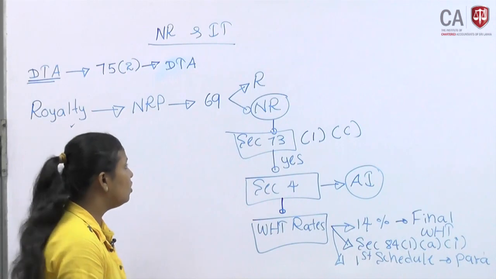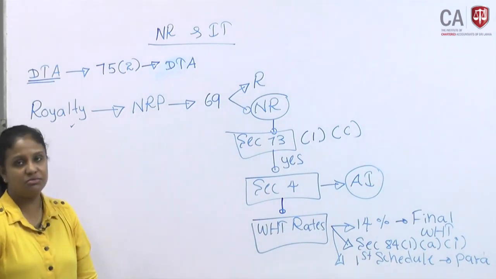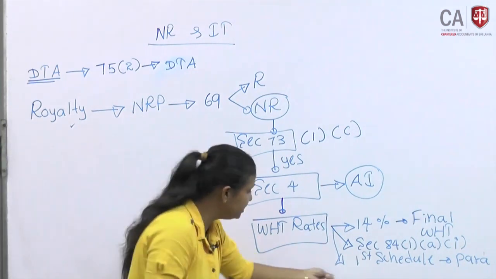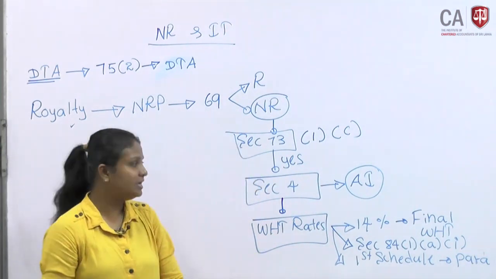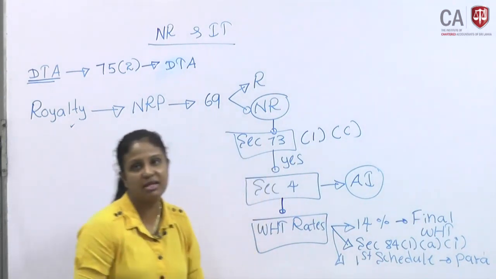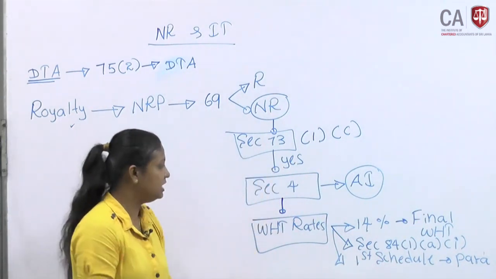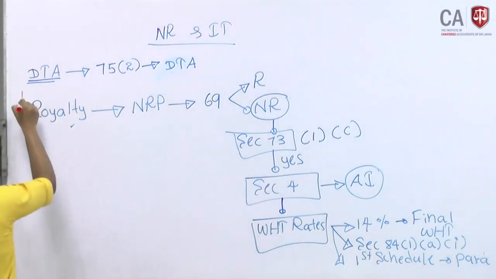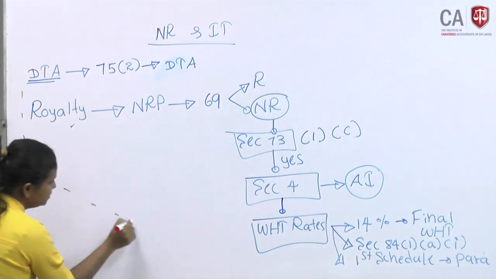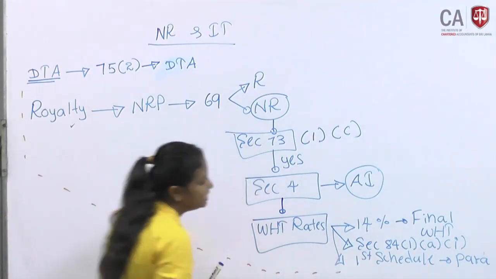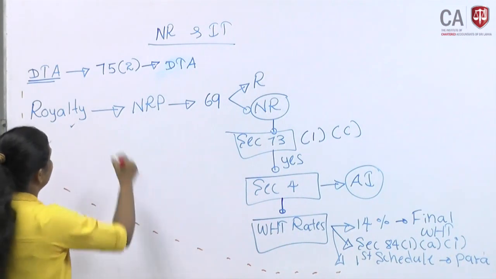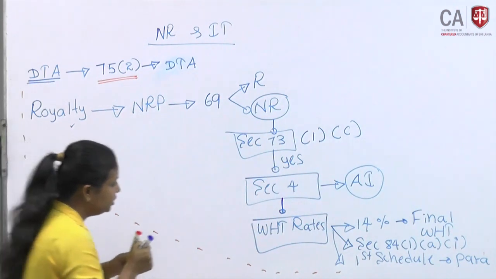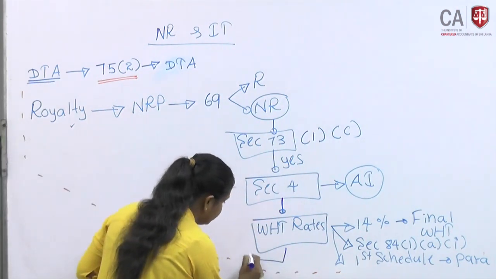Clear? All of you know up to now. Am I correct? We have done the question up to this. Without any hesitation, I can tell that up to this you are all okay. Now the question is, how are you going to link this double taxation treaty to this area? The link is this.